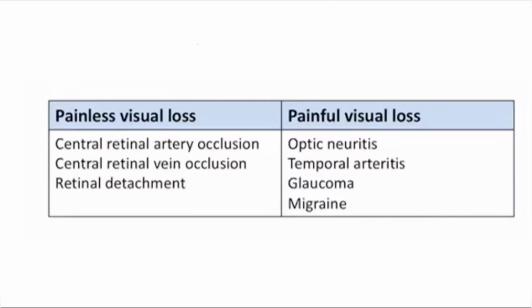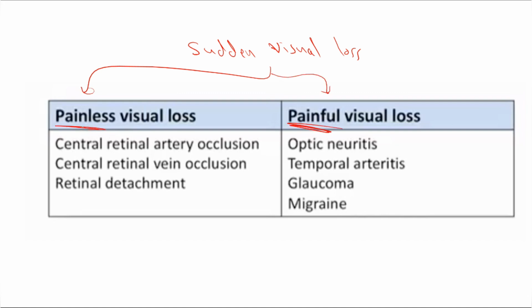Coming to sudden visual loss. Sudden visual loss can be painful or painless. The differential diagnosis of painless visual loss is central retinal artery occlusion and central retinal vein occlusion. I will show you two ophthalmoscope views to look at it. And retinal detachment, where the patient feels that there is a curtain coming down.